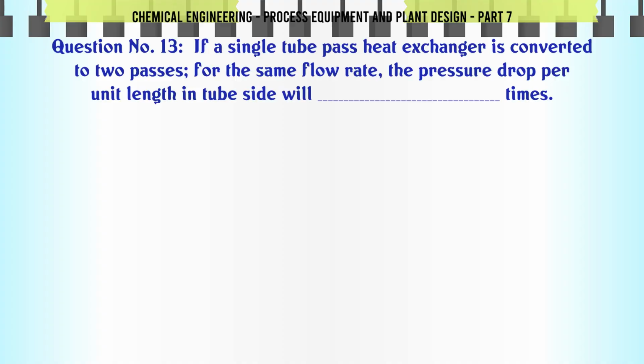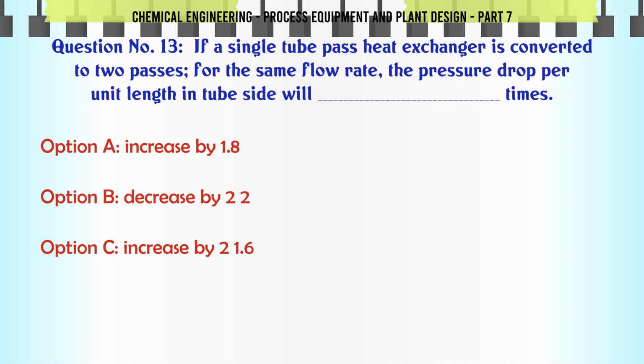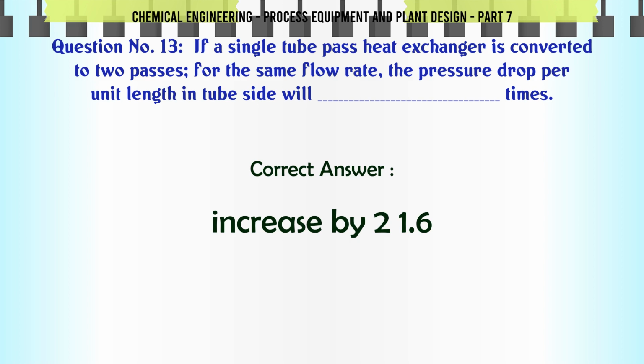If a single tube pass heat exchanger is converted to two passes for the same flow rate, the pressure drop per unit length on tube side will change by blank times. A. Increase by 1.8. B. Decrease by 2. C. Increase by 1.6. D. None of these. The correct answer is increase by 1.6.